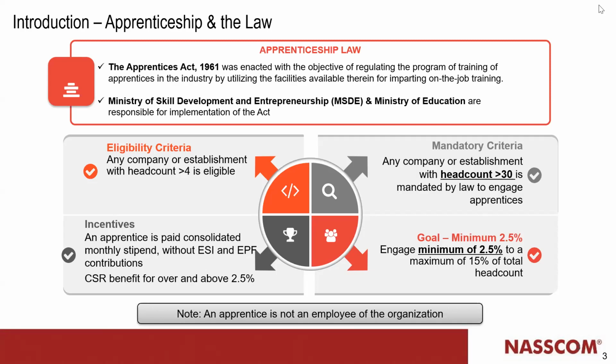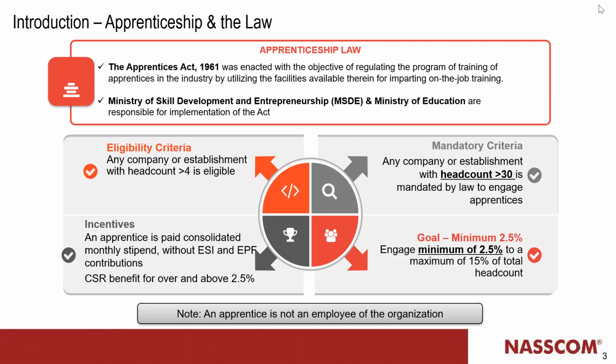Any organization which has 30 or more people as headcount needs to engage a minimum of 2.5% of their headcount as apprentices. Now that we are talking of apprentices, everybody would have this question. Maybe some of the HR folks may know about it, but some of the non-HR folks may not.